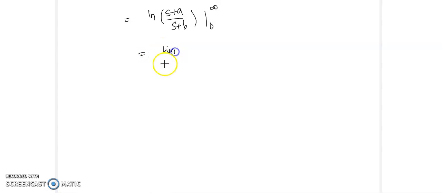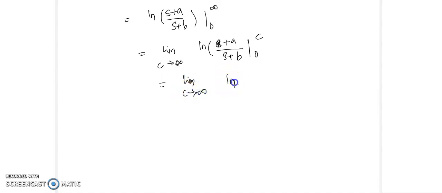So let us take this as a limit. Say some x tends to infinity, ln of (s plus a) by (s plus b) from 0 to x. Okay, let me take some other value instead of x. So let me take it as some c. So upon applying the limit, it is limit c tends to infinity of ln of (c plus a) by (c plus b) minus ln of a by b.